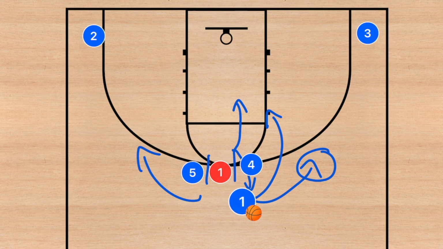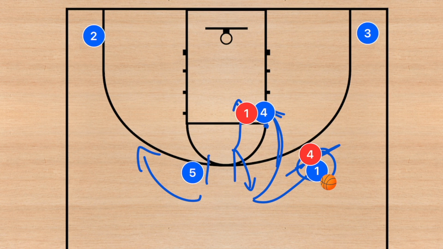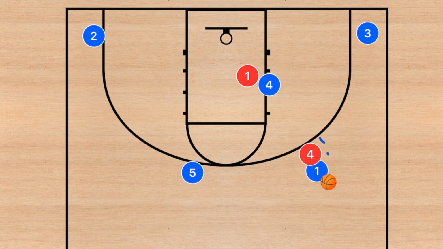So if player 1 uses the screen and player 1 red goes over top of the screen, that is when player 1 will attack the rim. However, if player 1 goes underneath the screen, there is most likely going to be a switch where 4 and 1 will switch, and at this time, if it's run properly, 4 will be covering player 1, and now player blue will have a mismatch down in the post. When that happens, we can pass that ball down to player 4 for an easy layup.